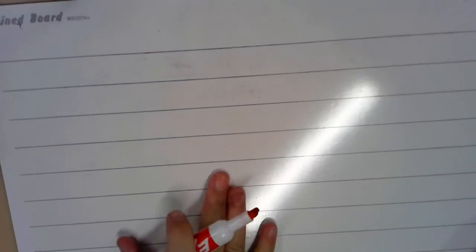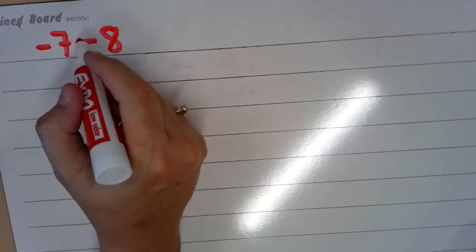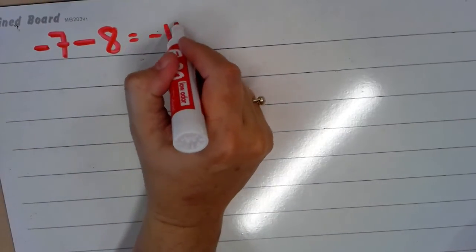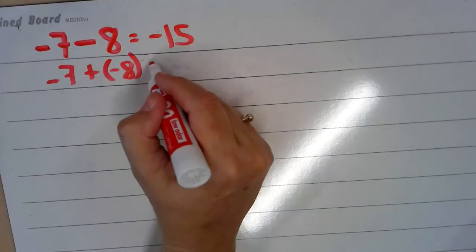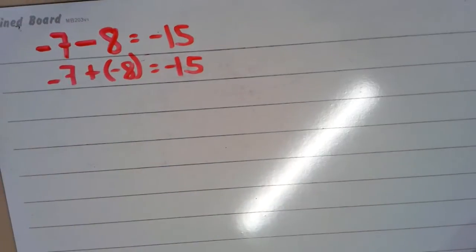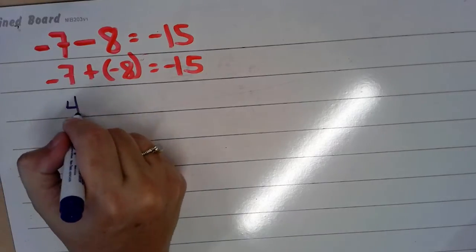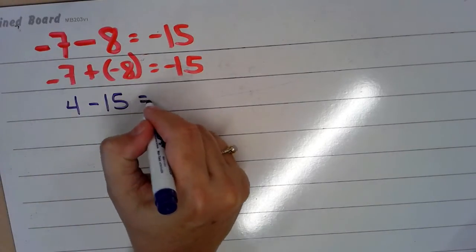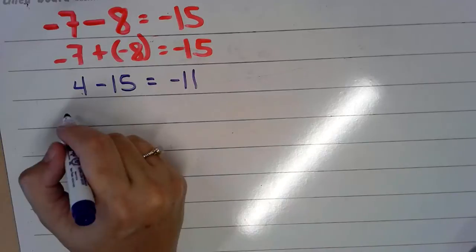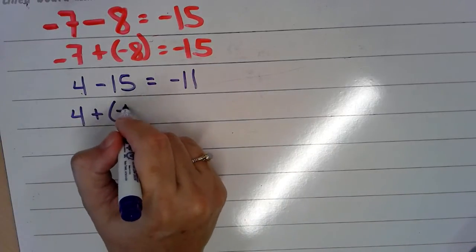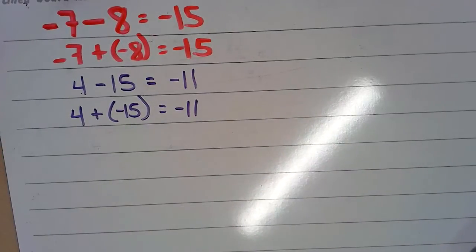Let's start with some simple ones like -7 minus 8. That becomes -7 and -8, which is -15. If you choose to rewrite it as an addition problem, it looks like this. It still gives you -15, right? Same problem. Okay, let's look at 4 and -15. If I said +4 and -15, that would give me -11, right? If I choose to rewrite it as an addition problem, it looks like this. And it still gives me -11. Either way is the same thing, right?